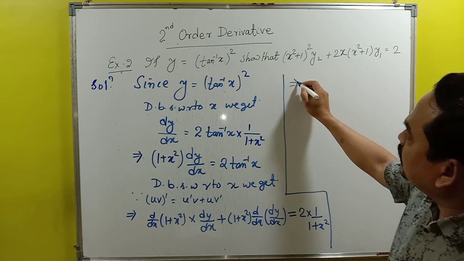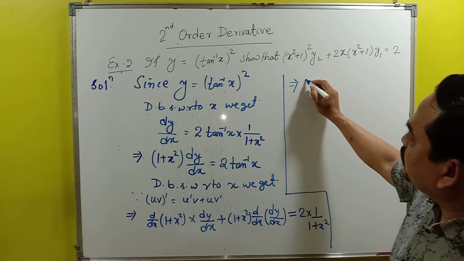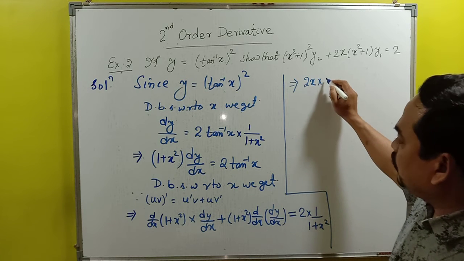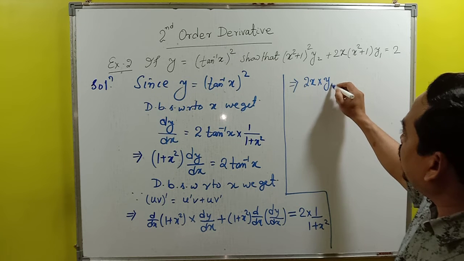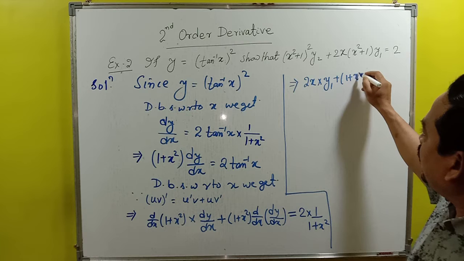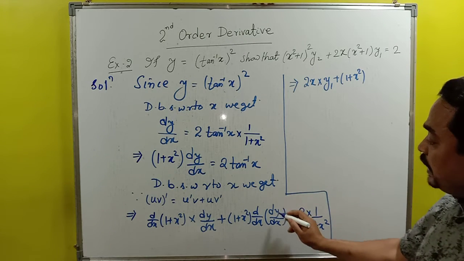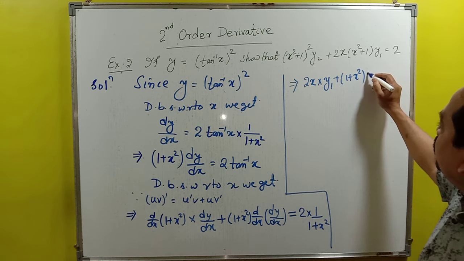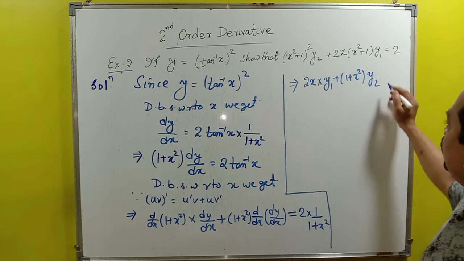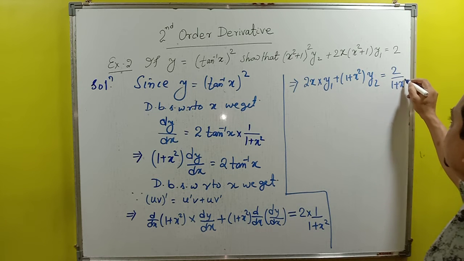This implies the derivative of 1 plus x square: derivative of 1 is 0, derivative of x square is 2x, into dy by dx, which we write as y1, plus (1 plus x square) into d by dx of dy by dx, the second order derivative. Can we write y2 here? We can write it equal to 2 upon 1 plus x square.